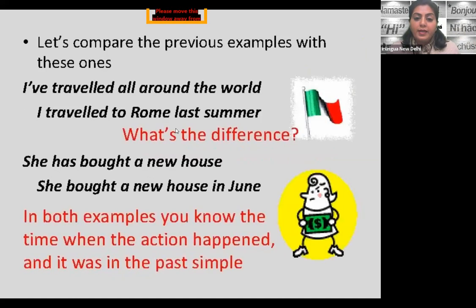Okay, let's compare the previous examples with these ones. I have traveled all around the world. This is present perfect tense versus I traveled to Rome last summer. What's the difference? She has bought a new house. She bought a new house in June. In both examples, you know the time when the action happened and it was in the past simple. But in the first examples, I have traveled and she has bought, you don't know the time of these actions.